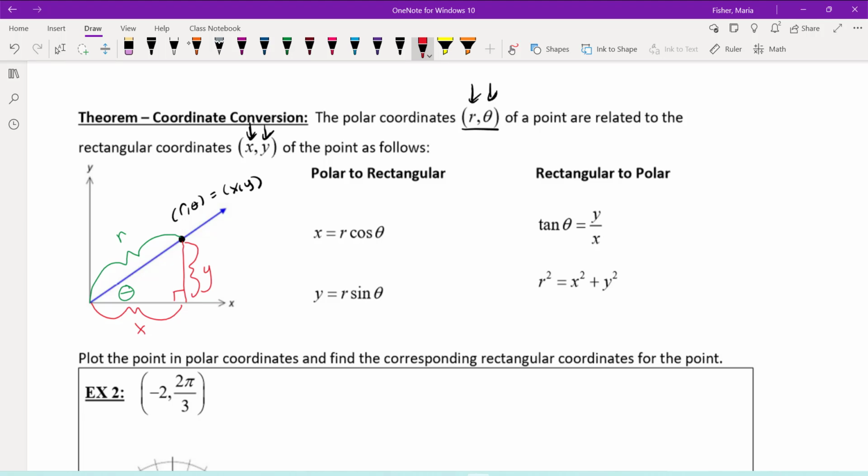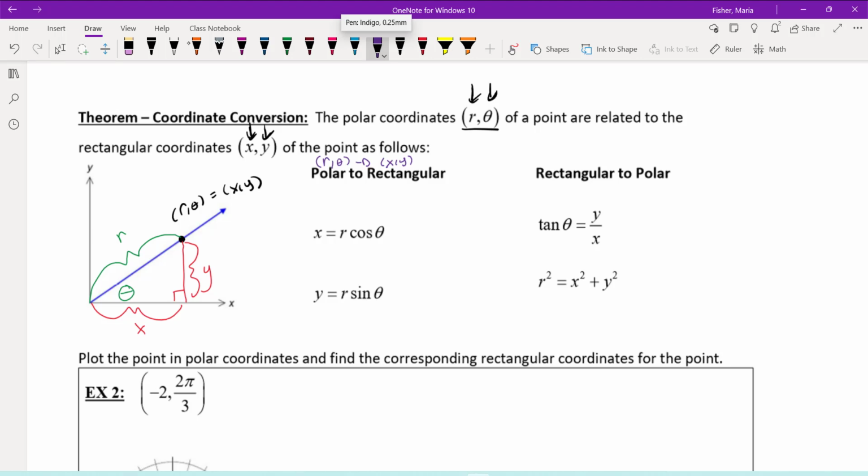Now let's put it together to convert. If you want to go from polar to rectangular, so you're given an r, theta and you need to go to x, y, again, all you know is r and theta. Well, since this is a right triangle, you know that you can use right triangle trig to solve for x and to solve for y.